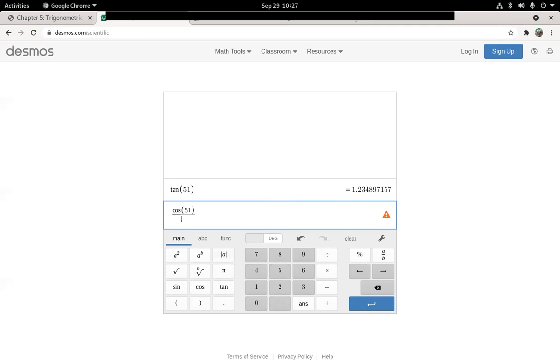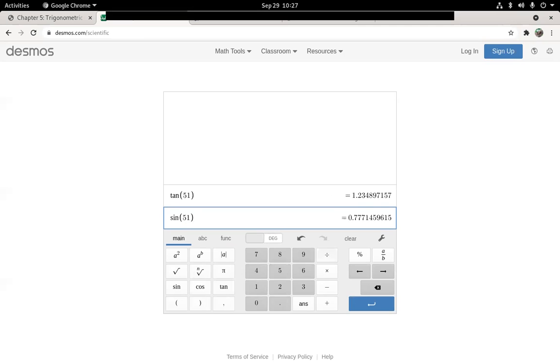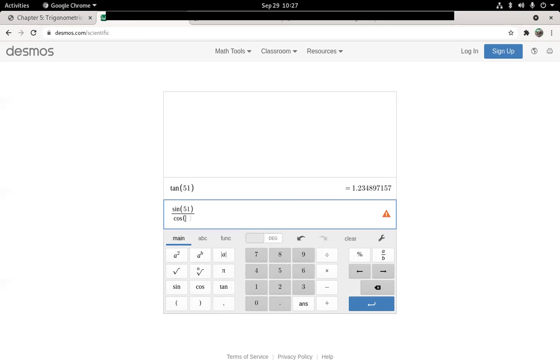According to the identity, that should be the same as the sine of that angle, 51, divided by the cosine, 51, got to be the same angle. And the computer says, yeah, they match.